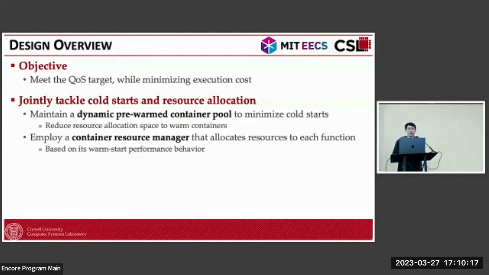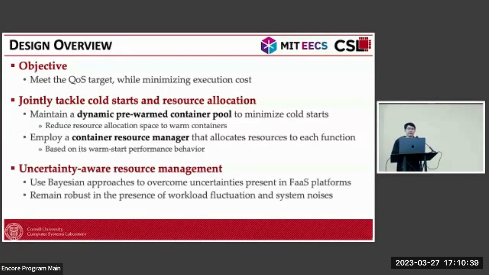First, AQUATOPE maintains a dynamic pre-warm container pool to minimize cold starts and ensure most of the function invocations are handled by warm containers. This can effectively reduce the resource allocation space to warm containers only. Then, it employs a container resource manager that allocates appropriate resource to each function based on its warm start performance behavior. We also designed both components to be noise aware and use sampling approaches to overcome the uncertainties that present in FaaS platforms, which help AQUATOPE to maintain robust in the presence of workload fluctuations and system noises. In the following slides, I will try to explain these two components in detail.